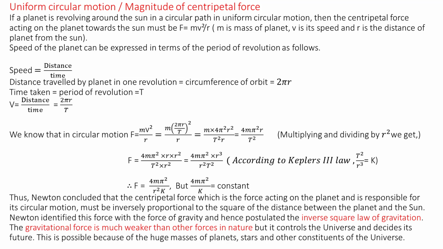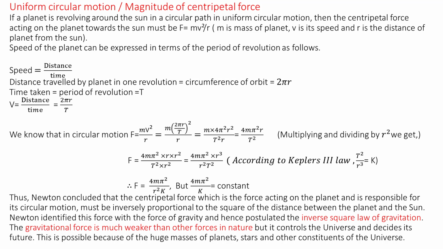Now let us consider the first formula of force in circular motion. F is equal to mv square upon r, that is equal to m into the bracket 2 pi r upon T the whole square upon r. This is equal to m into 4 pi square r square upon T square into r, which is equal to 4 m pi square r upon T square.